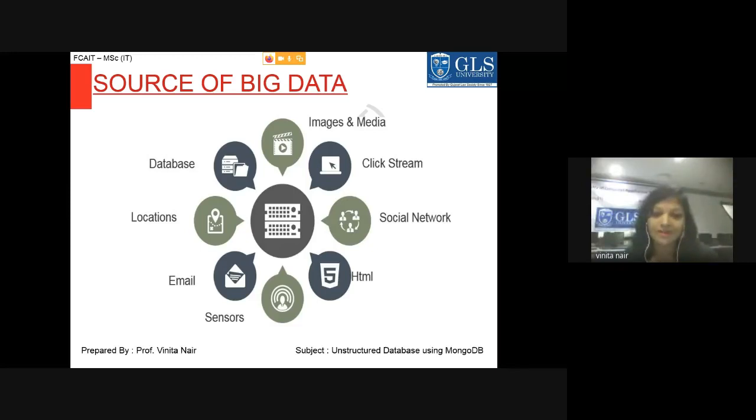Another is social networking sites. Now we can find very few people who are not on a social networking site, and it has become an essential part of all our lives. Then it can be an HTML page, sensor data, email, location and database. Image and media, you know what images and media files are. That is also data generated in high volume. Clickstream, as Krushi replied, can be recorded for some user activity.